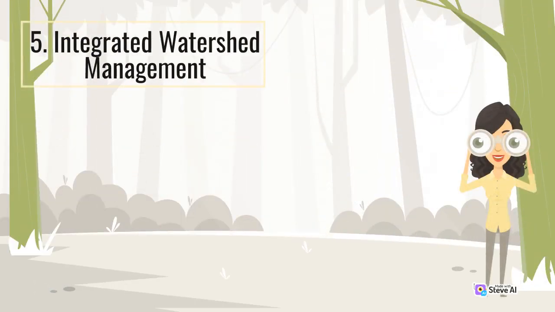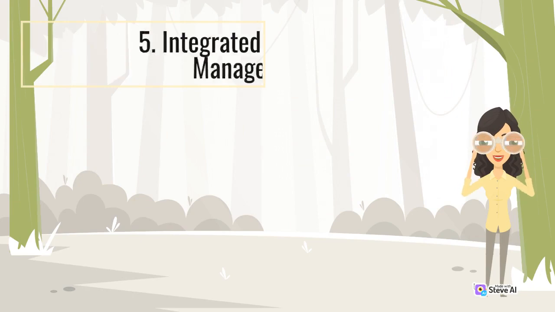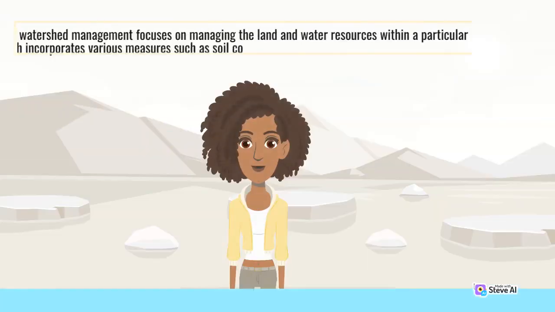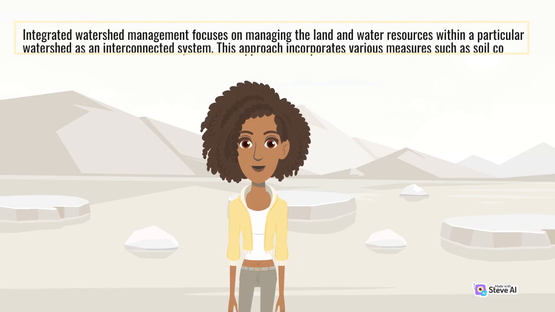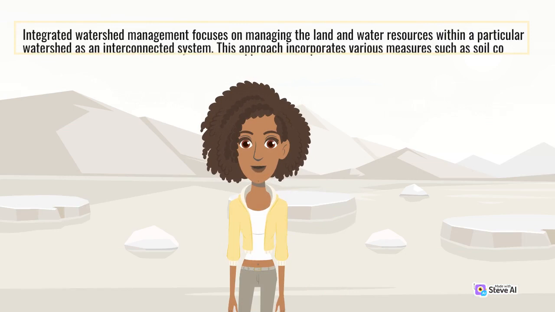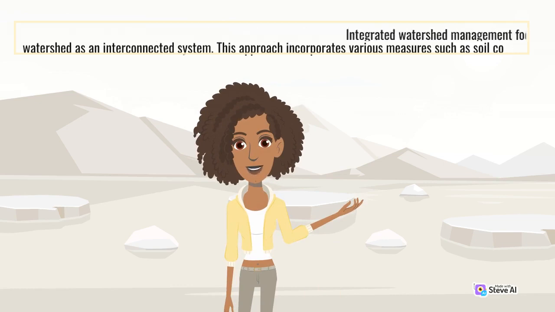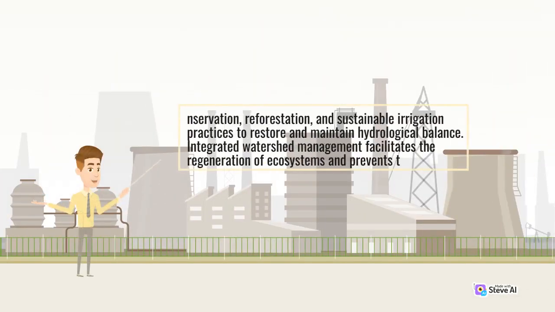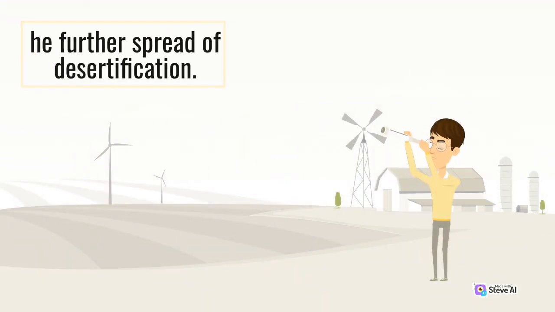5. Integrated watershed management. Integrated watershed management focuses on managing the land and water resources within a particular watershed as an interconnected system. This approach incorporates various measures such as soil conservation, reforestation, and sustainable irrigation practices to restore and maintain hydrological balance. Integrated watershed management facilitates the regeneration of ecosystems and prevents further spread of desertification.